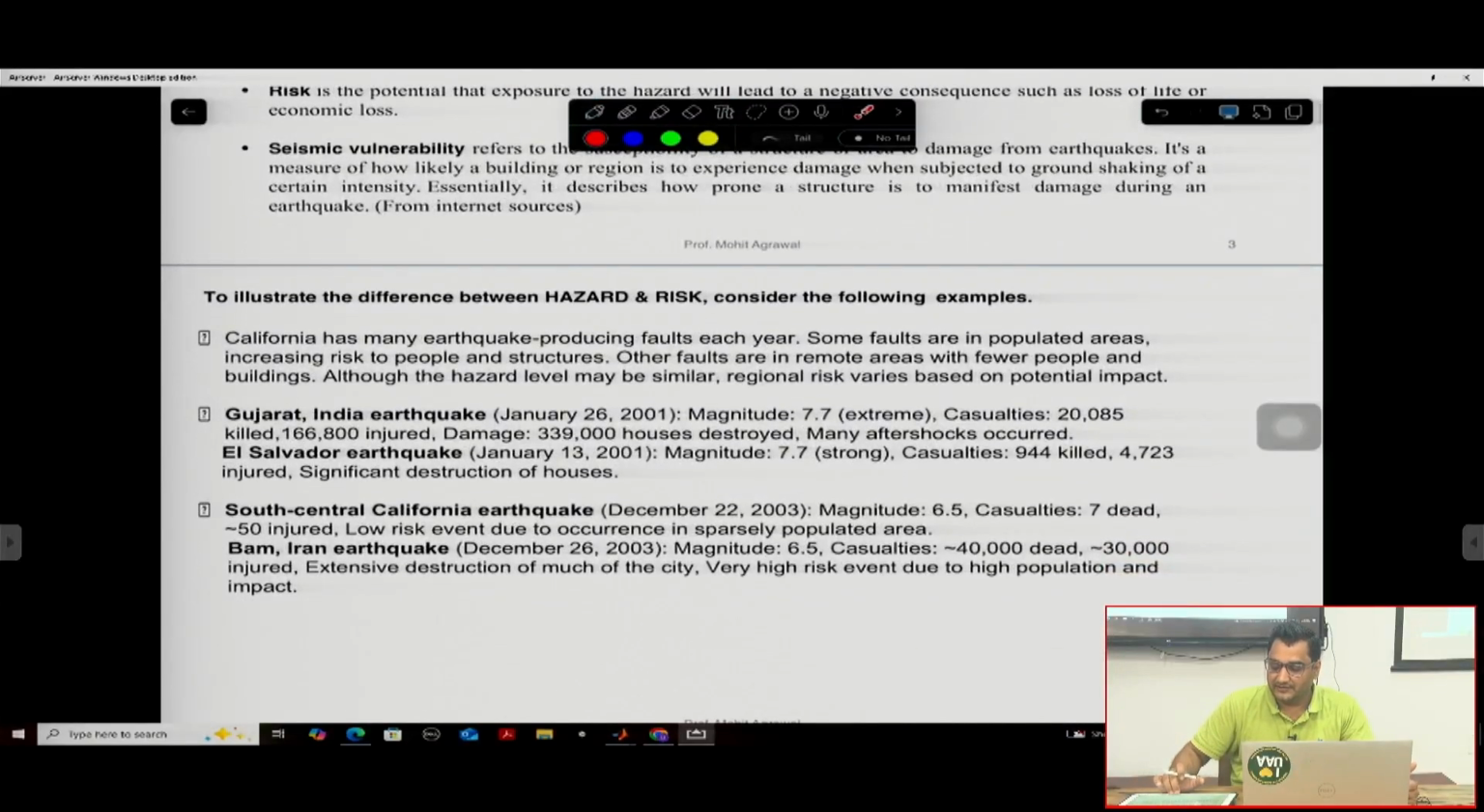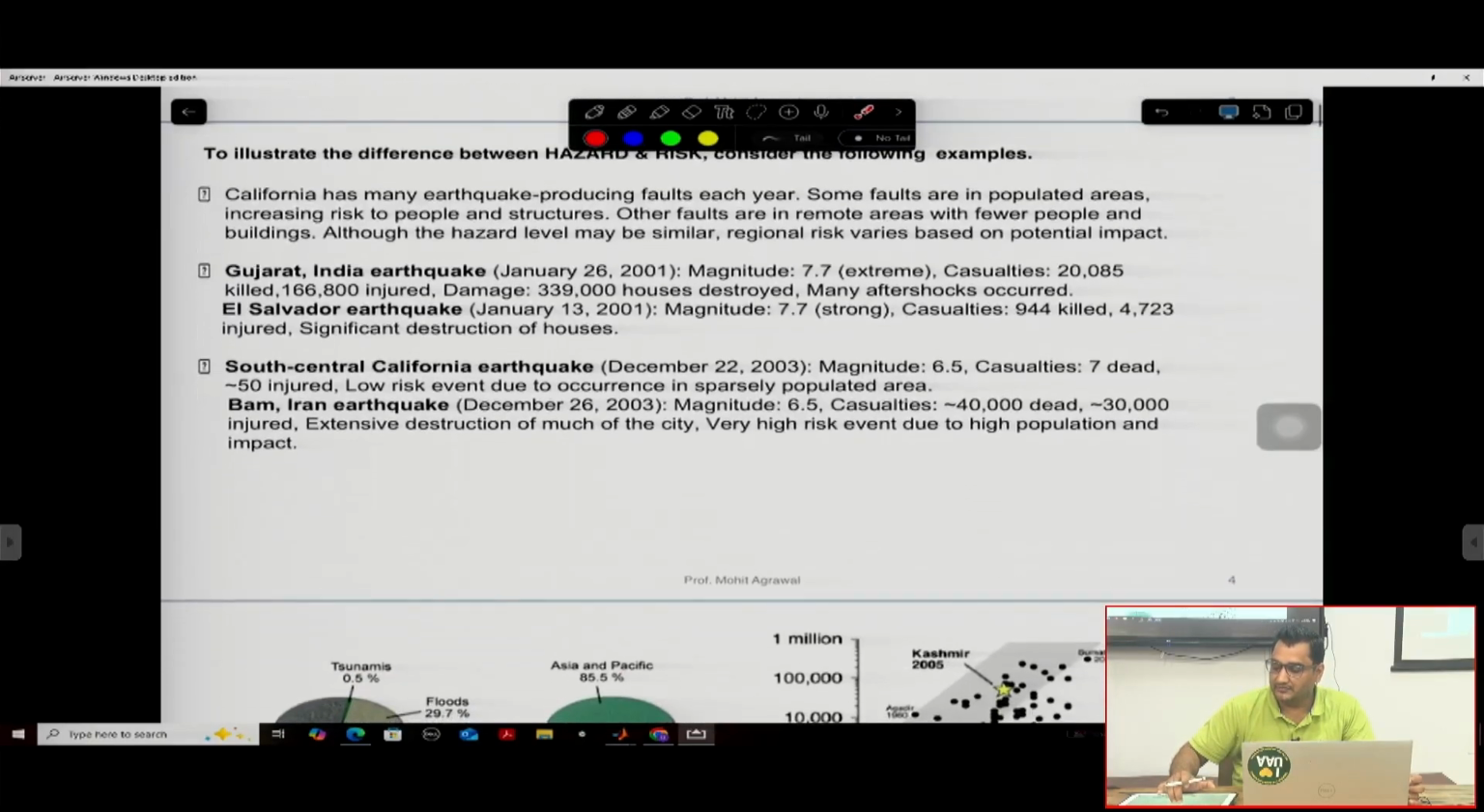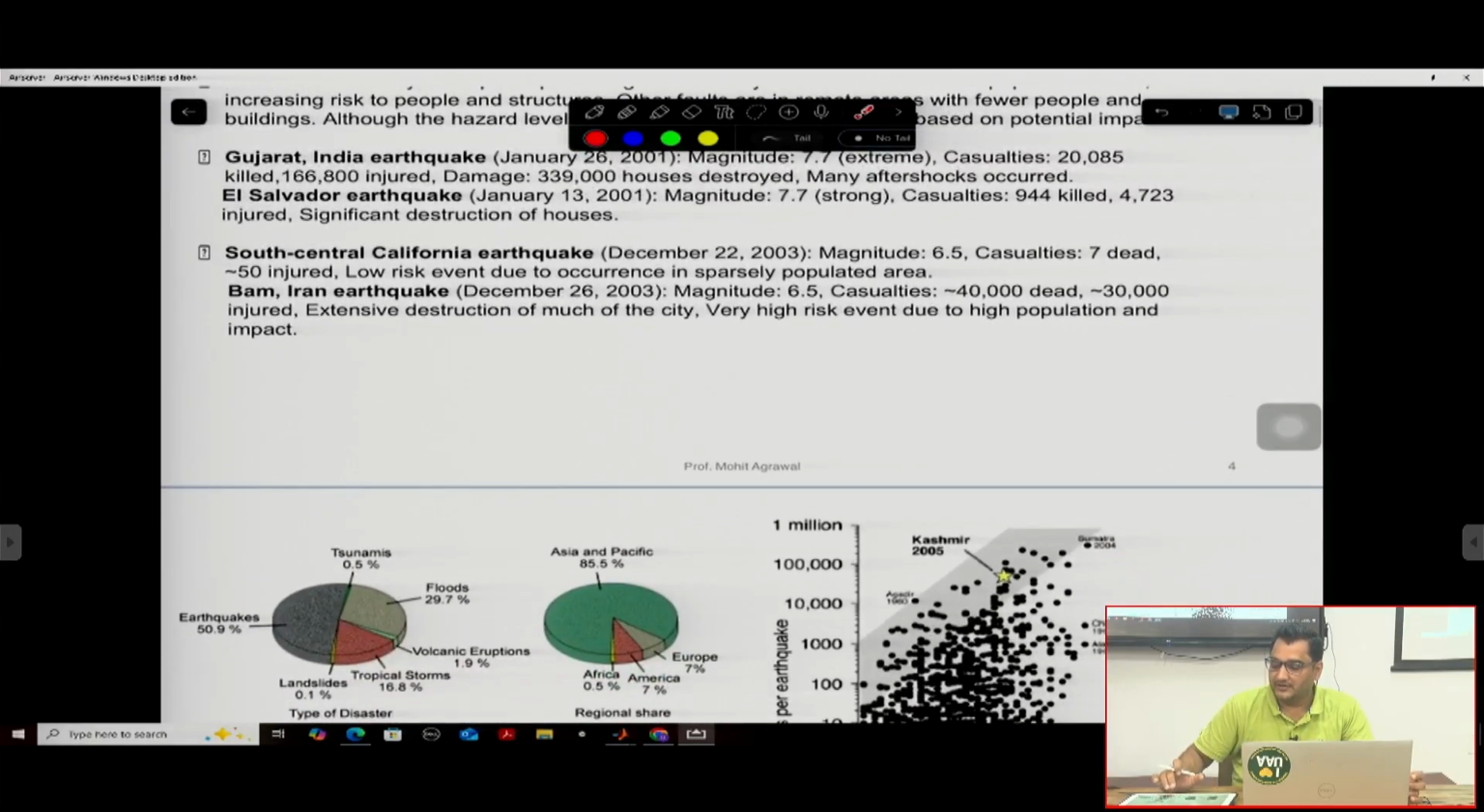Thereafter, we took some examples of how, if the hazard is the same, the risk can vary. We took the example of California, which has a network of long faults. Suppose you consider a single, quite long fault passing through a populated area and also through a remote area where the population density is quite low. You can understand the hazard is the same, but the risk may vary based upon the density of the people living there.